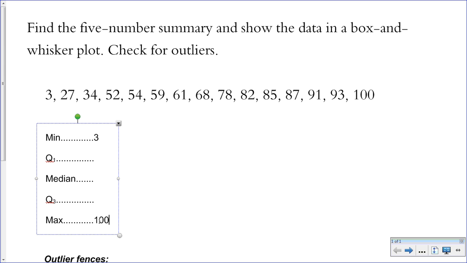There are 15 elements in this data set, which puts the median right in the middle at the 8th value, and that's the 68 here.